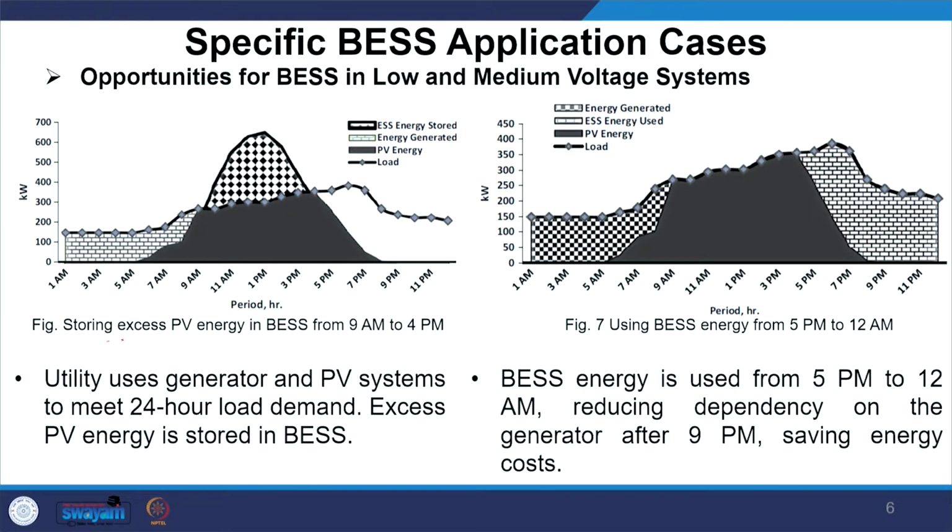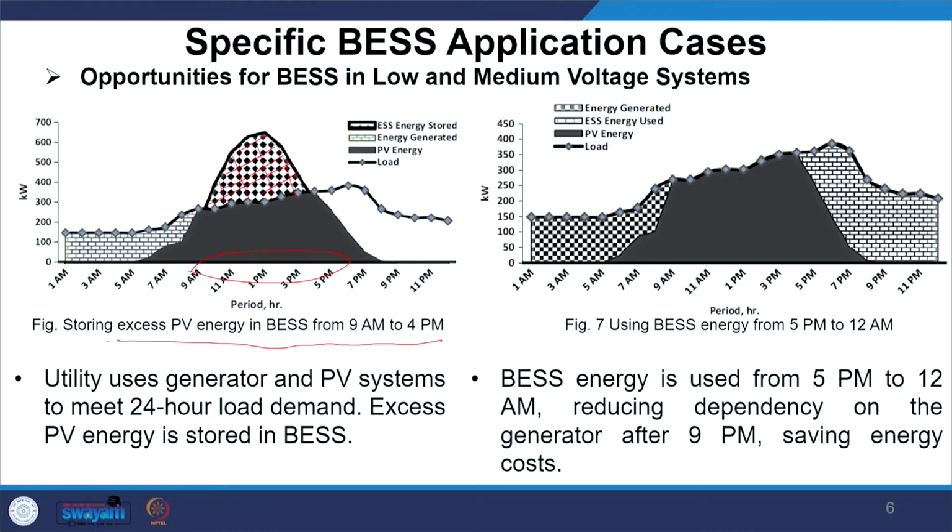Now, this is one of the examples which very clearly highlights how we can store the excess PV energy in BESS from, for example, 9 a.m. to 4 p.m. So, this is the period. And it says that the utility uses generator and PV systems to meet 24 hours load demand, and excess PV energy is being stored in the battery. So, this is the kind of excess energy which is available to me, and it can be charged into my battery and can be discharged during the peak hours.